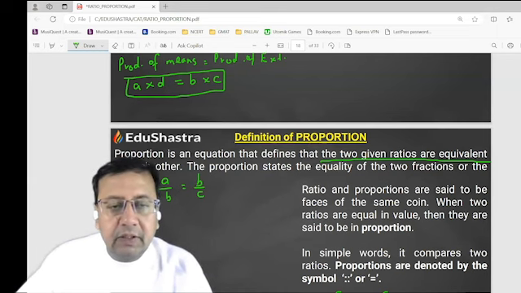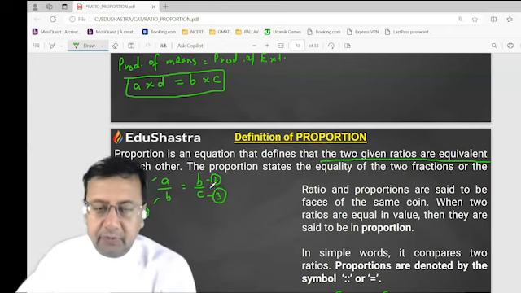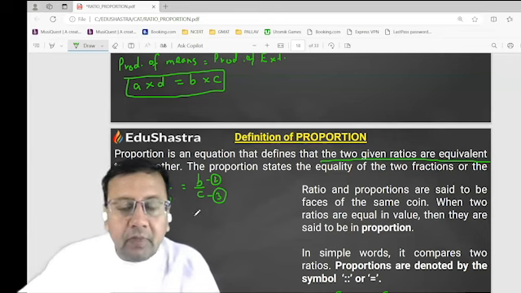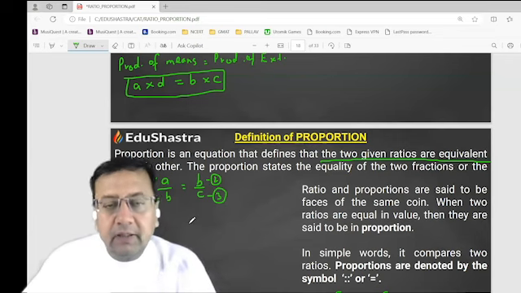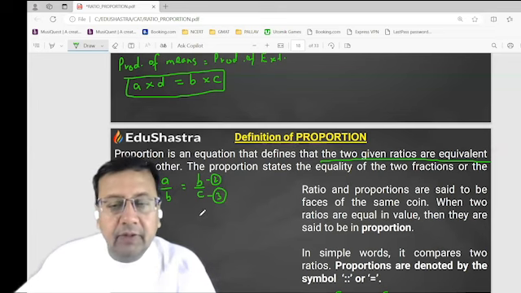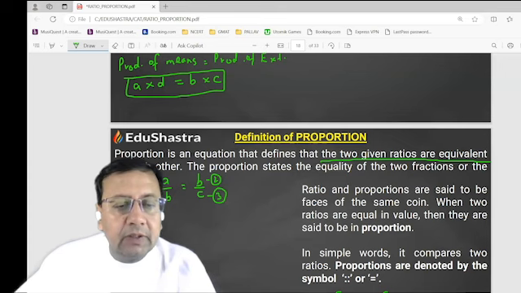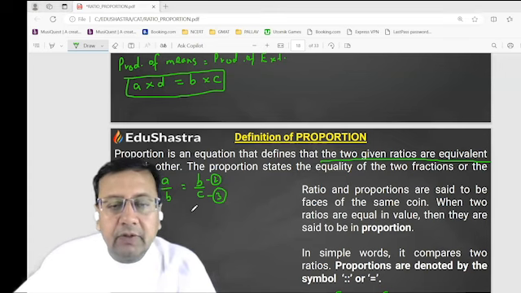So this is the first proportion. This is the second one, and this is also the second one because it is the same, and this is the third one. So now there are three variables, three proportions. In the same way, I can write this, and this is also product of means is equal to product of extremes. If I calculate this, it comes out to be B square is equal to A into C.